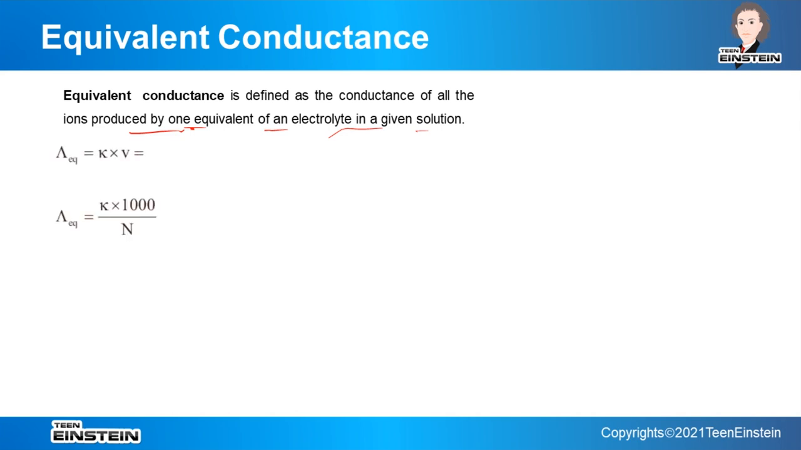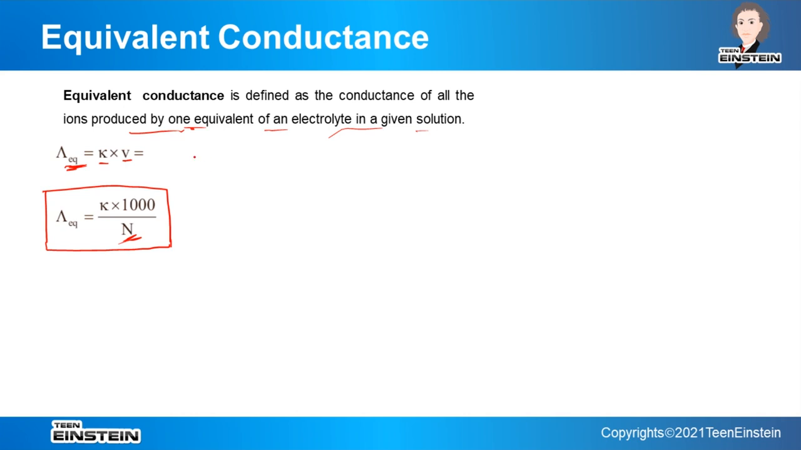Here also we have the same type of relationship, but now instead of lambda m we write lambda equivalent. Kappa is still there. Now V: this V is not the molar volume. This volume is that particular volume in which only one equivalent of the electrolyte is present. In the previous relationship, C is mainly the concentration in terms of moles, but now it is in terms of equivalents, that is why N is written.